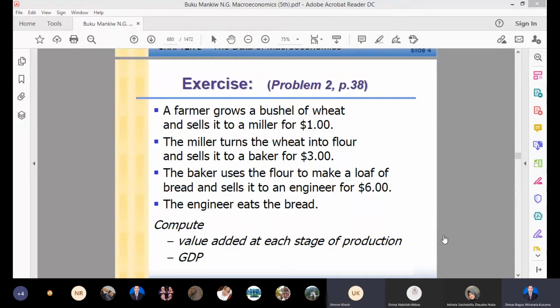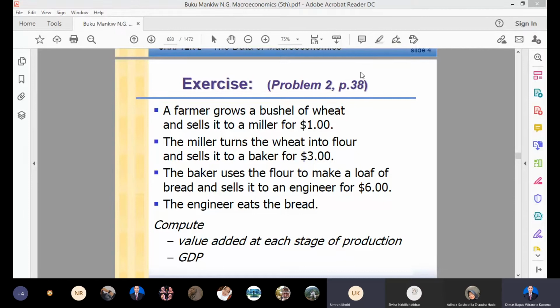Okay, could you please explain in detail how you get this $9 from this exercise? I think because it's called value added, from the initial value it becomes $3, and then from $3 it becomes $6. So I think it's 3 plus 6, so $9.